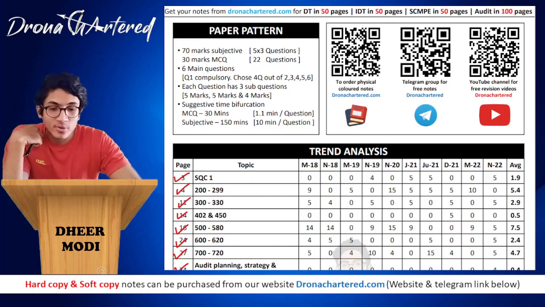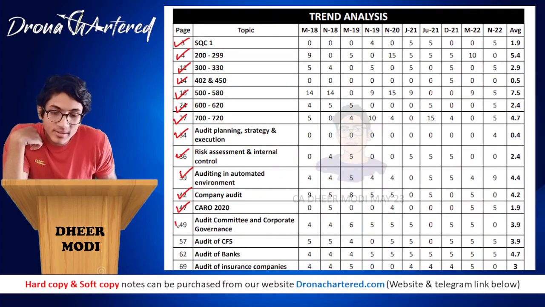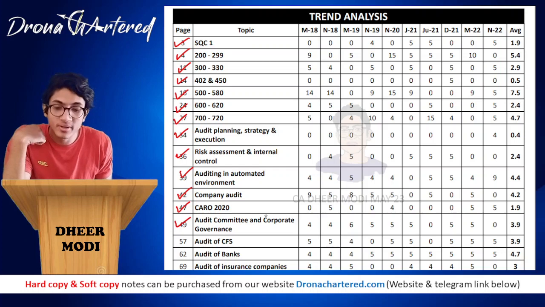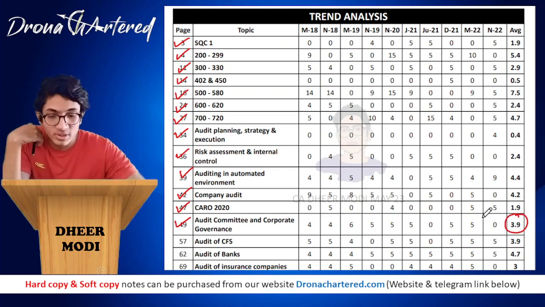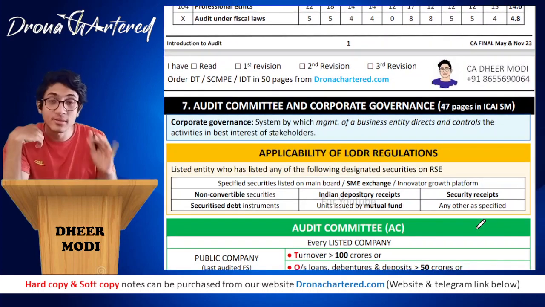As we are doing from our audited 100 pages, we've already done all of these chapters. Our next chapter is your audit committee and corporate governance. This comes for approximately 4 marks in every attempt, so it is a very important chapter to remember. I have also made a summarized table at the end. So let's start with the chapter.